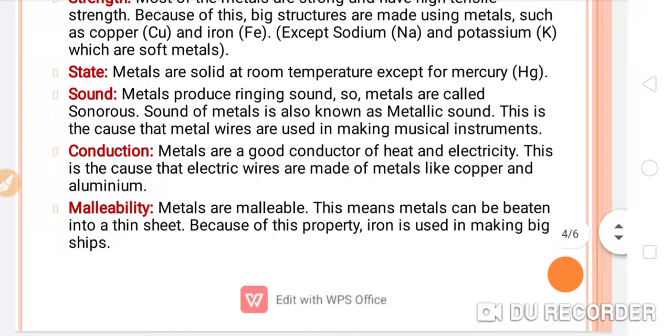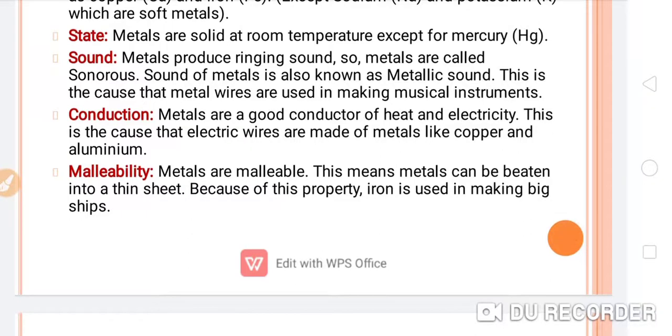Now next point, that is conduction. Metals are good conductors of heat and electricity. This is the cause that electric wires are made of metals like copper and aluminium. Now next, malleability. Metals are malleable. This means metals can be beaten into thin sheets. Because of this property, iron is used in making big ships. So this is a very important point of metals, that is malleability, and this is very significant.